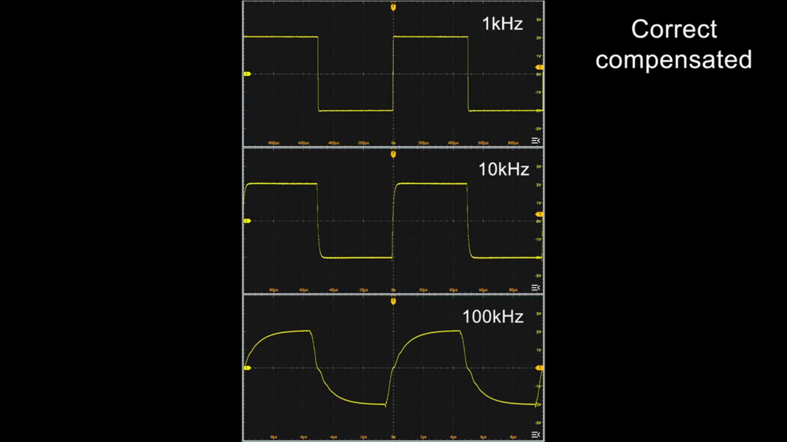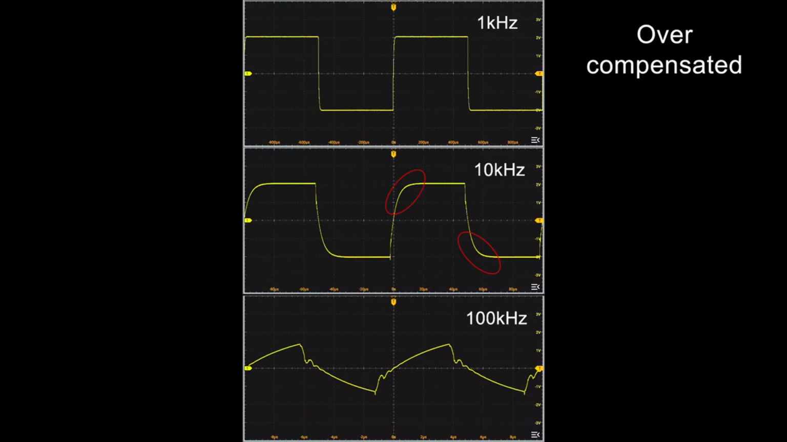Here are some outputs from the amplifier in response to a square wave input signal. Three input frequencies are tested. They are 1 kHz, 10 kHz, and 100 kHz. When the compensation capacitors are chosen correctly, the square waveforms are very nice. For frequencies 1 kHz and 10 kHz, the shapes of the square waves are very well preserved.